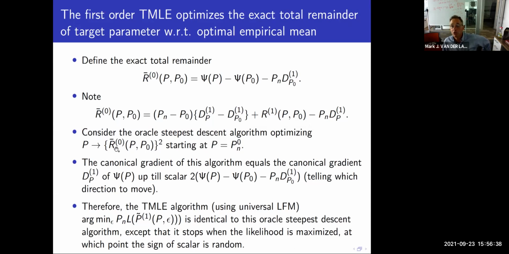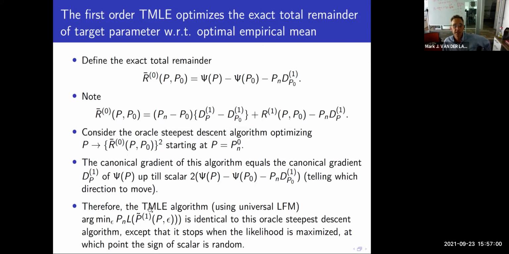And then for that, you need to know the canonical gradient of this guy. But the canonical gradient of this quantity is nothing else. Look at it, it's just psi of P, except there's a 2 in front. So what you get is that the canonical gradient of this guy is the same as the canonical gradient of our target parameter up till this scalar, which is just about which direction to move.